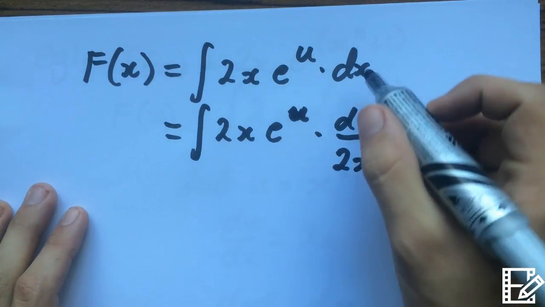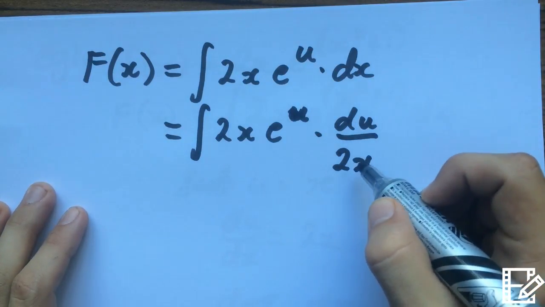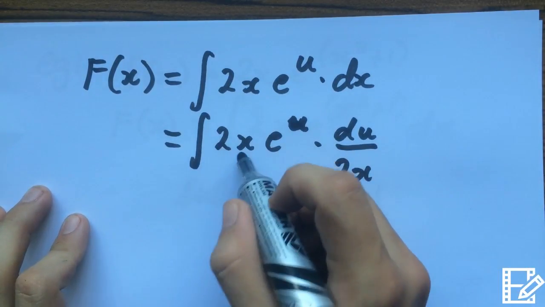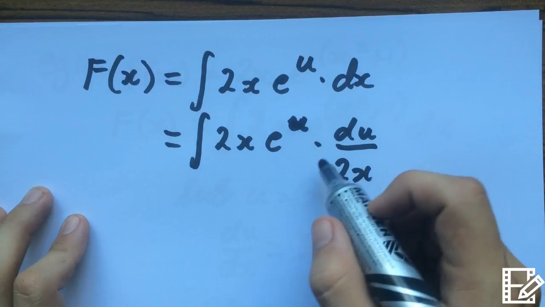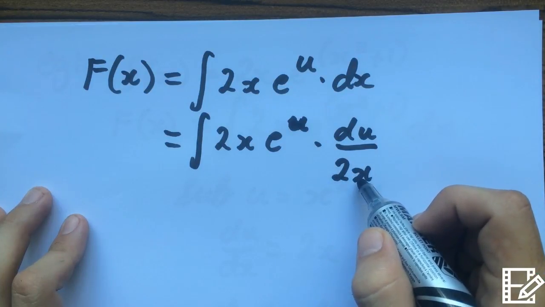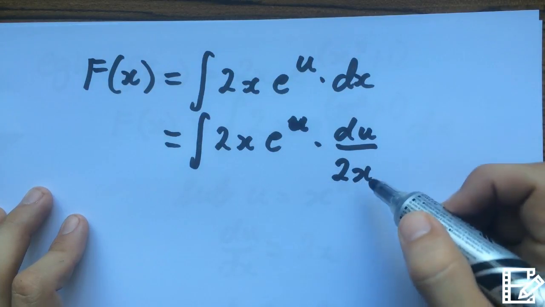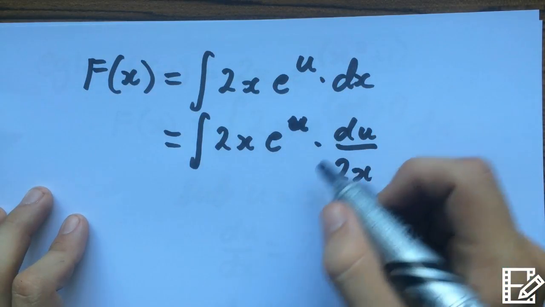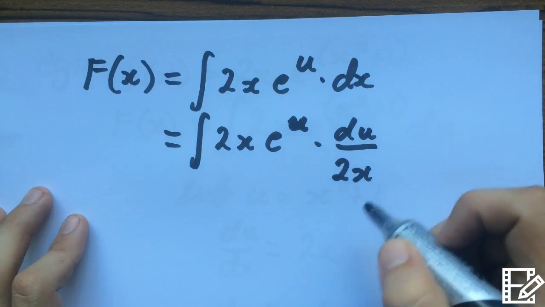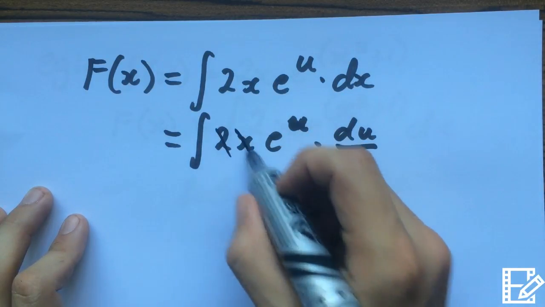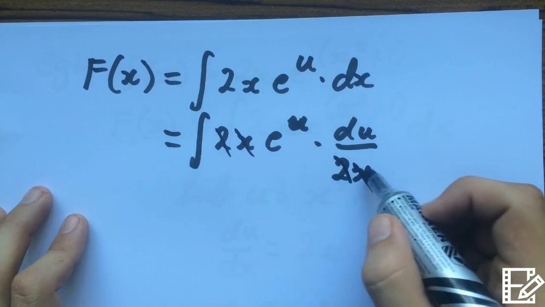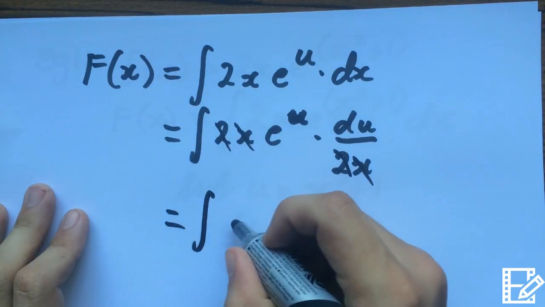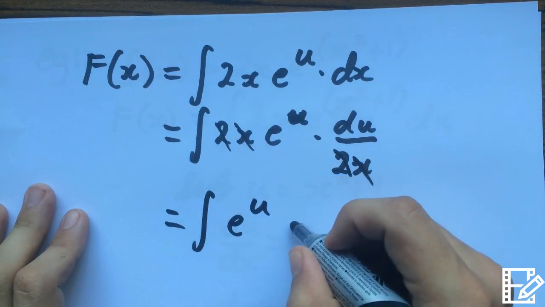But we have dx, and now we subbed in du over 2x for that. Now, I don't know if you can see it, but we have a 2x multiplied and a 2x divided by. Essentially, we have 2x multiplied by e to the power of u times du over 2x. So we can cancel the 2's and we can cancel the x's, because we're dividing 2x by 2x, essentially. Therefore, all we're left with is e to the power of u du.